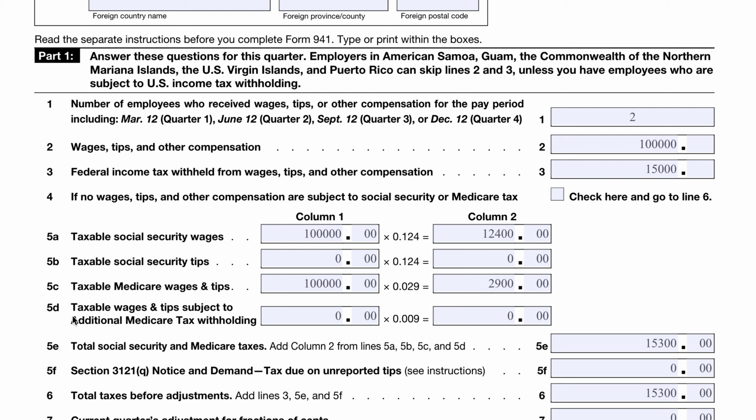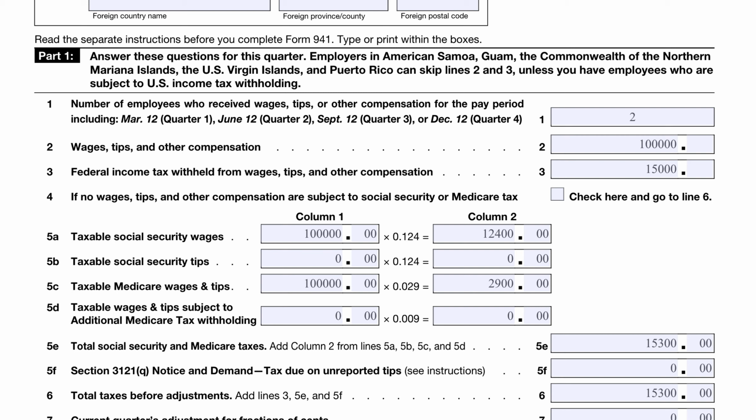For lines 5A through 5D, there are 2 columns, primarily because there's a little bit of calculation involved. So I'm going to take a step back and just briefly walk through what happens in a typical employee setting. Most people are aware that Social Security taxes and Medicare taxes come out of their paycheck.